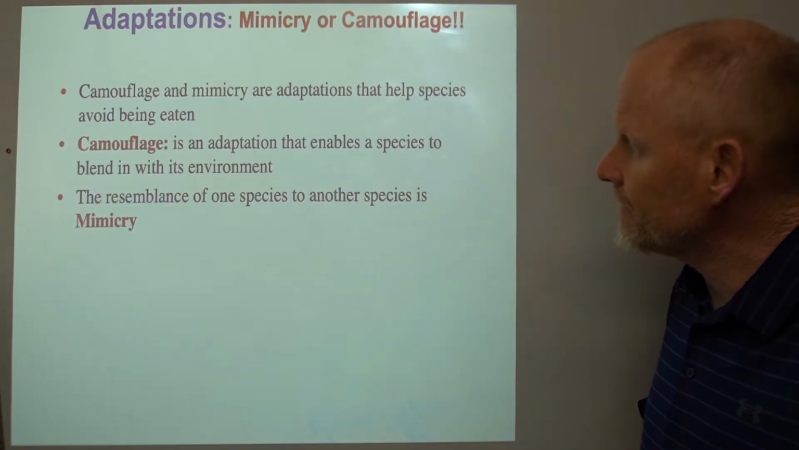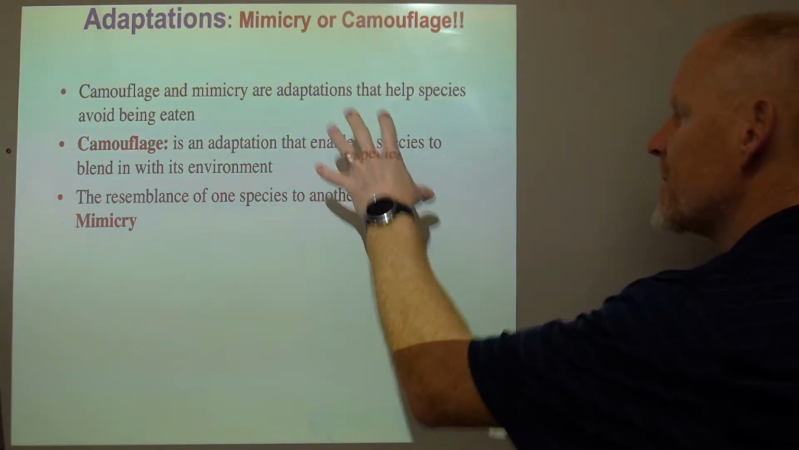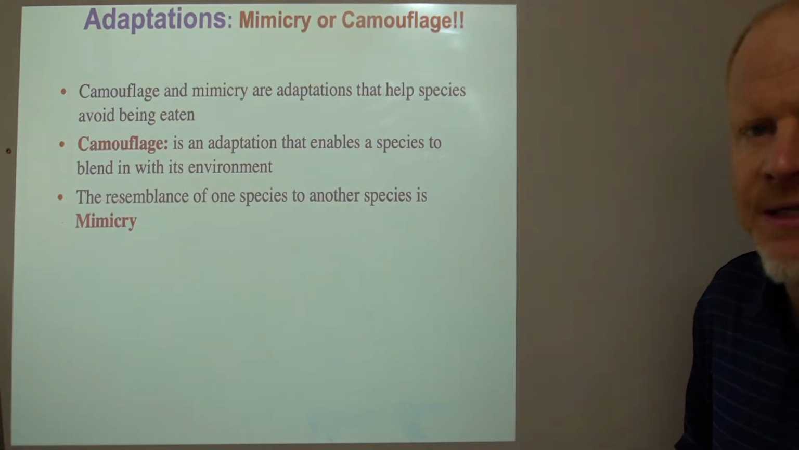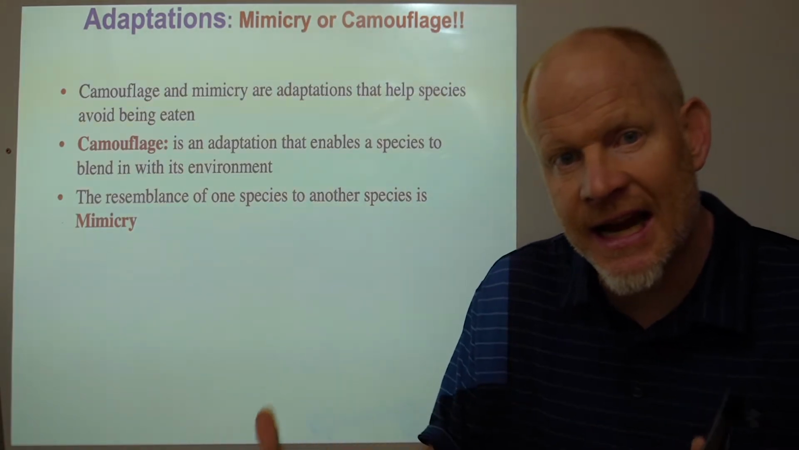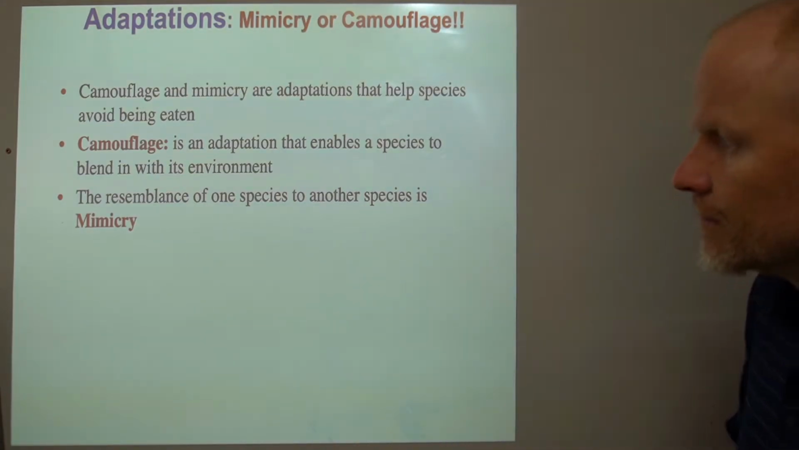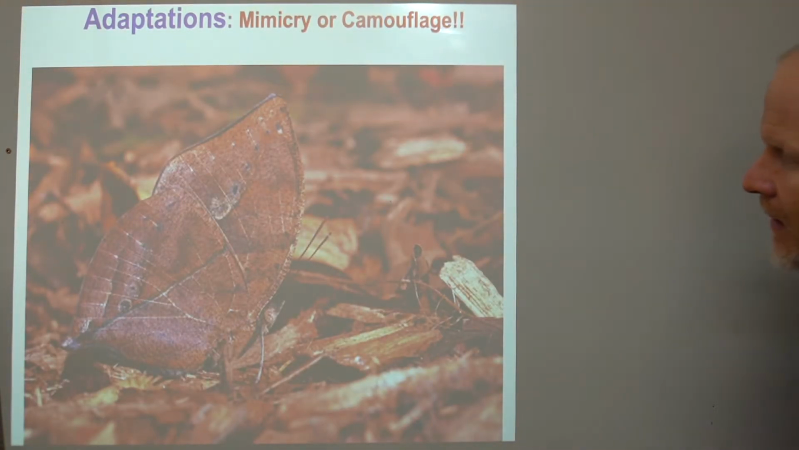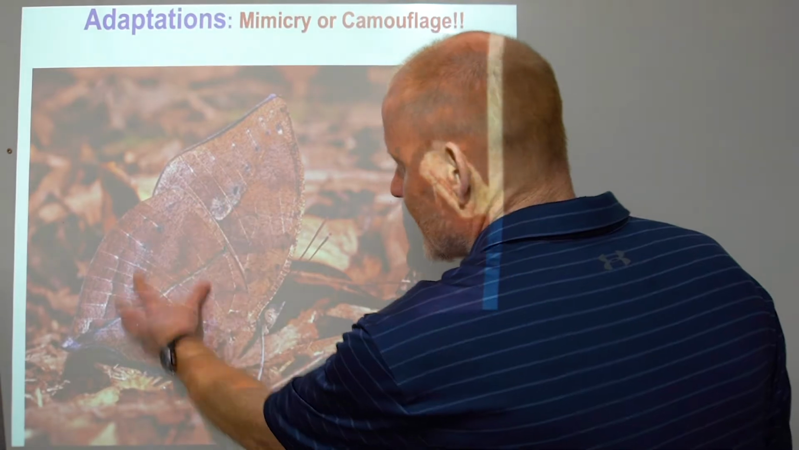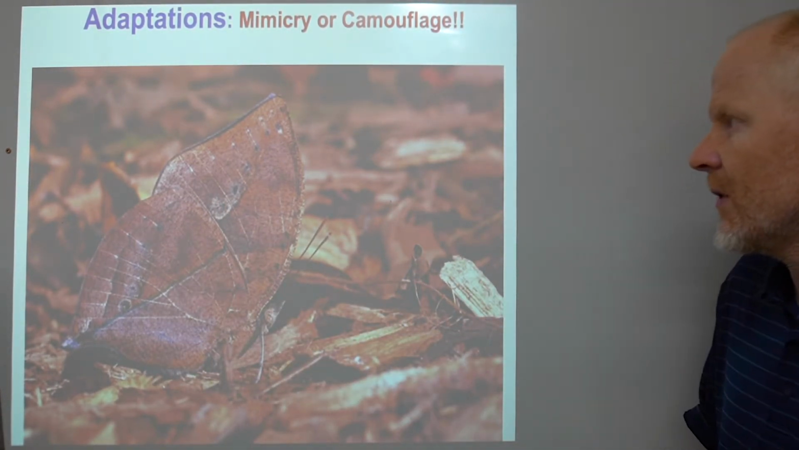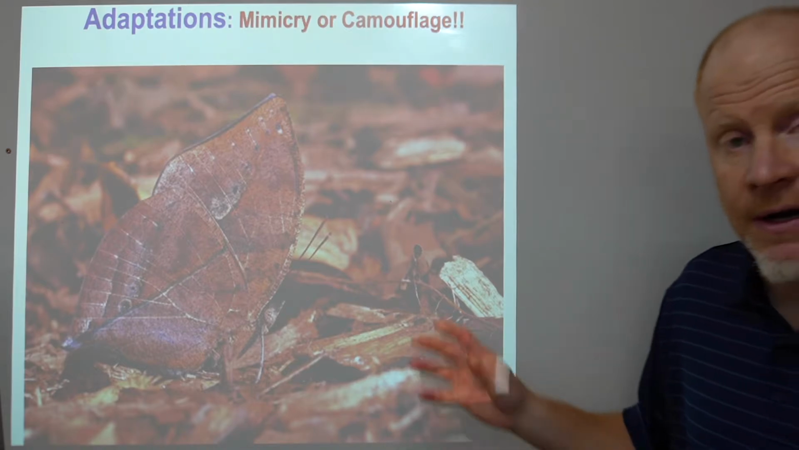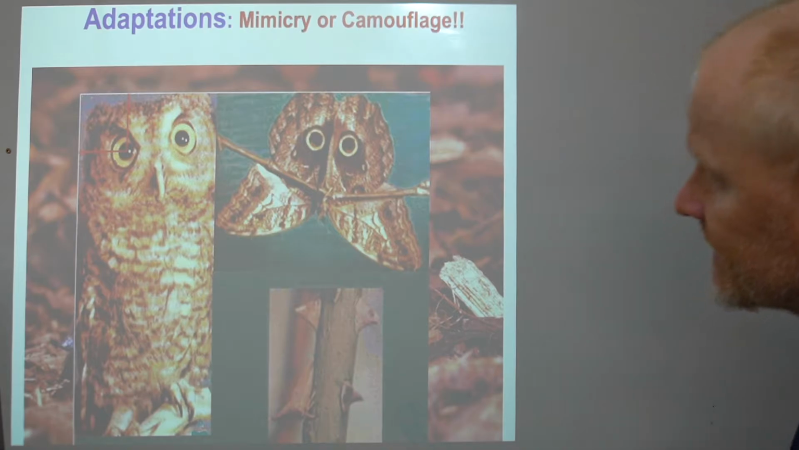Mimicry and adaptation. Mimicry and camouflage are also major adaptations. So the difference between the two is camouflage enables a species to blend into an environment. Mimicry mimics a species that's dangerous. So here's an example of a beautiful butterfly. When it closes its wings, it looks a lot like the leaf litter. So this is an example of camouflage.